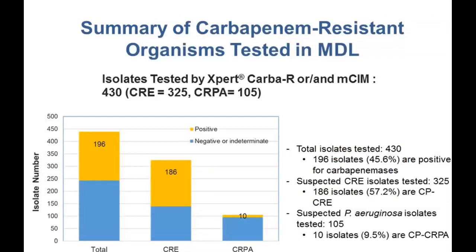This is the summary of CRE and CRPA testing in MDL, combining both Xpert Carba-R and MSIM. We tested a total of 430 suspected CRE and CRPA and identified 196 isolates that produce carbapenemase. When we break down these isolates into CRE and CRPA, we found 325 isolates are CRE and 105 isolates are CRPA. And 186 isolates are identified as CP-CRE, and only 10 isolates identified as CP-CRPA.